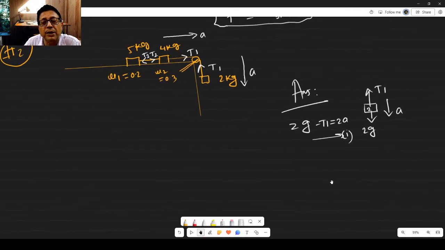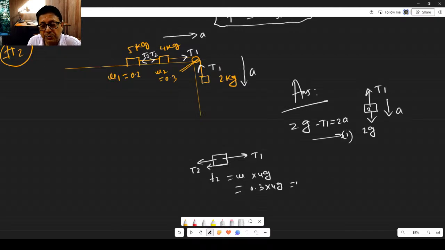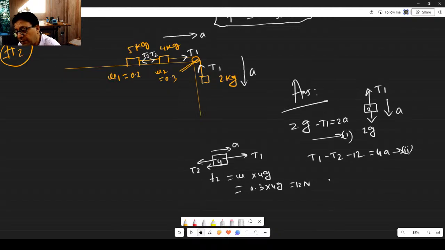Now we will do the second one, that is the 4 kg mass. What are the forces acting here? T1 this way, T2 this way, and force of friction also this way. That is, we are taking it as F2. F2 equal to what? Mu into 4 into g. That is 12 Newton. You can write the equation here for this mass. T1 minus T2 minus 12 equal to 4a. Clear? This is the equation of motion of the 4 kg mass.